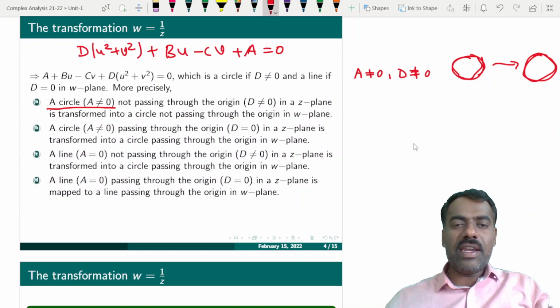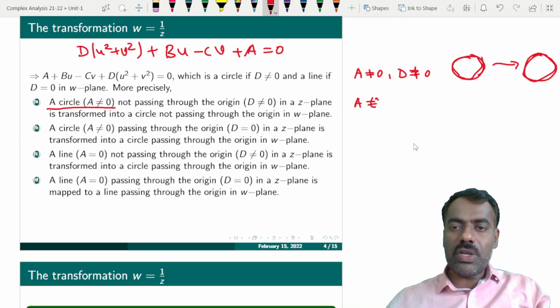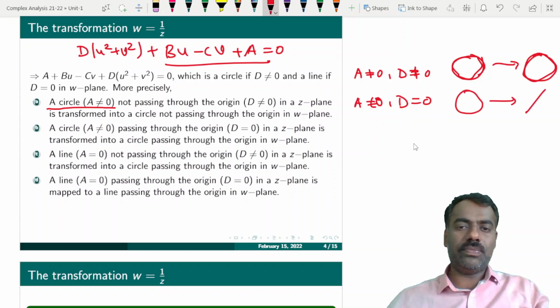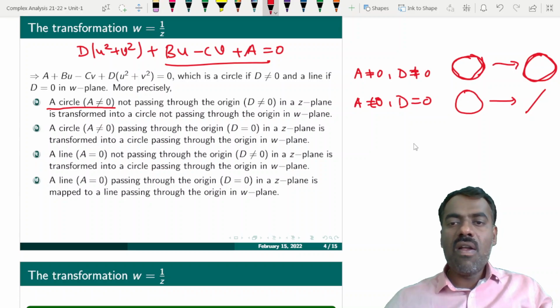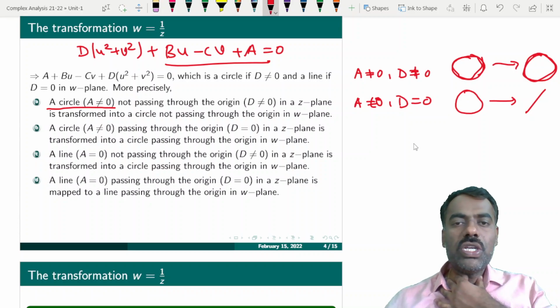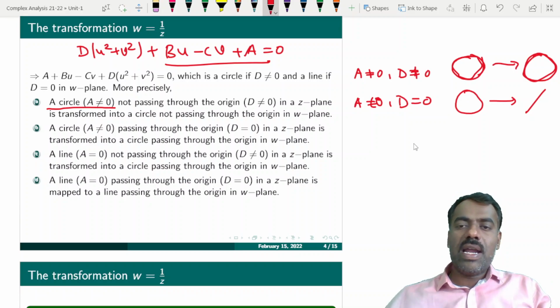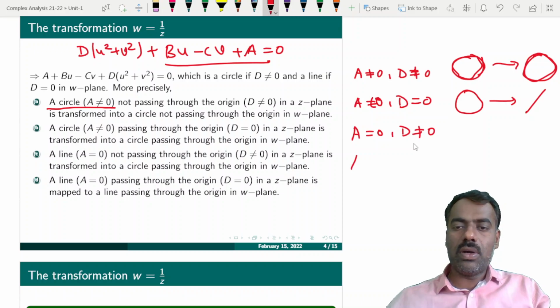And if a is not equal to 0 but d is equal to 0, then we get a line equation. So therefore the circle will be mapped to some straight line, and because a is not equal to 0, you can check that it is a line not passing through the origin. Now the other two cases are if a is equal to 0 and d is not equal to 0, and if a is equal to 0 and d is equal to 0.